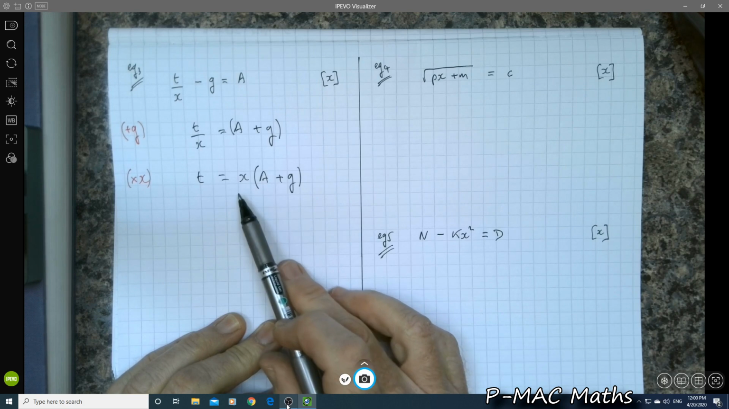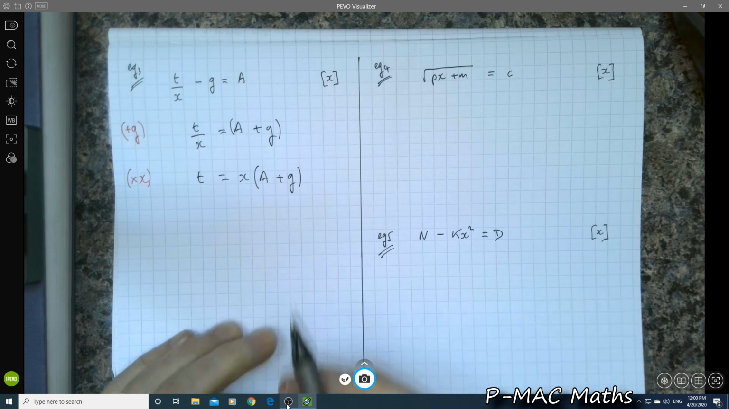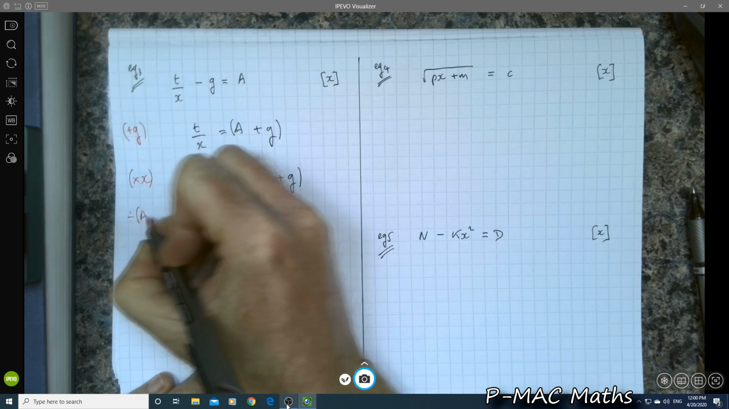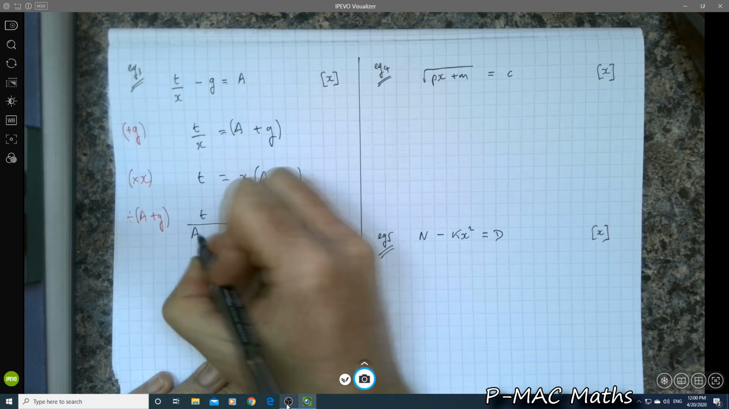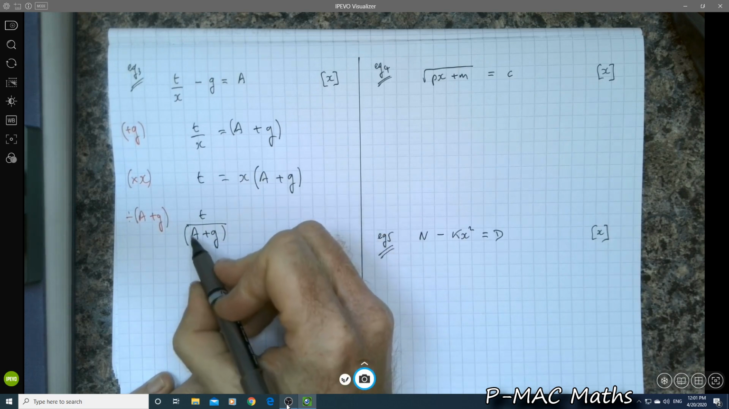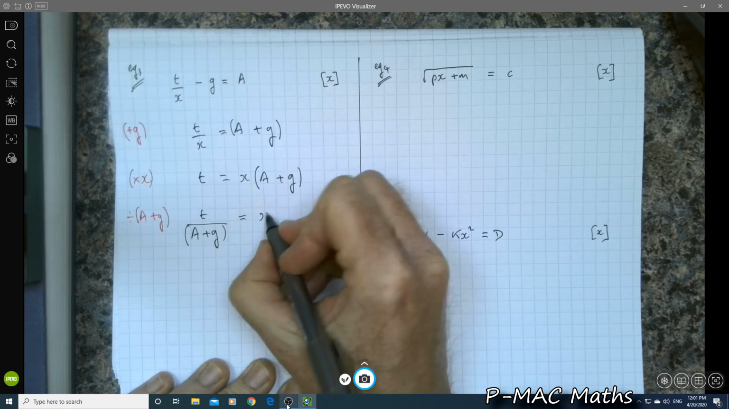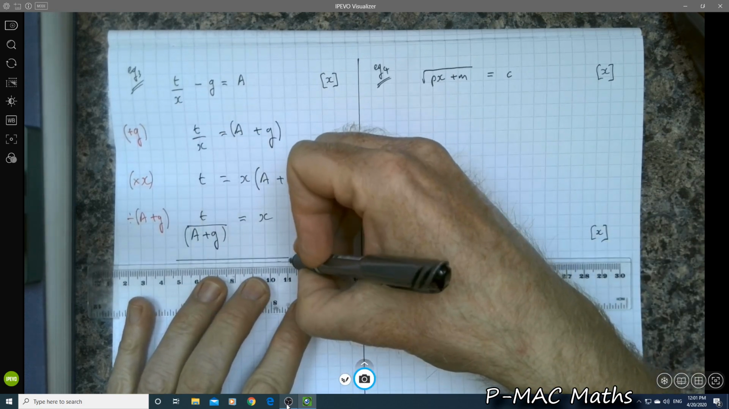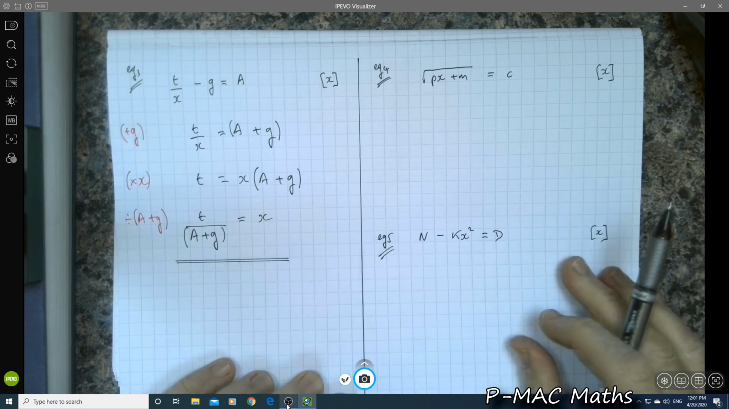Now, just like in example 2, to get x on its own, I need to remove this coefficient, this information that's multiplying x. So I'm going to divide both sides by the bracket a plus g. And so t divided by a plus g. Can put a bracket if you want, but it's not necessary as long as this information is contained completely under the division bar. Equals x. And we're done, in the words of Colin Hegarty. Underline your answer. And we're on to the next one.